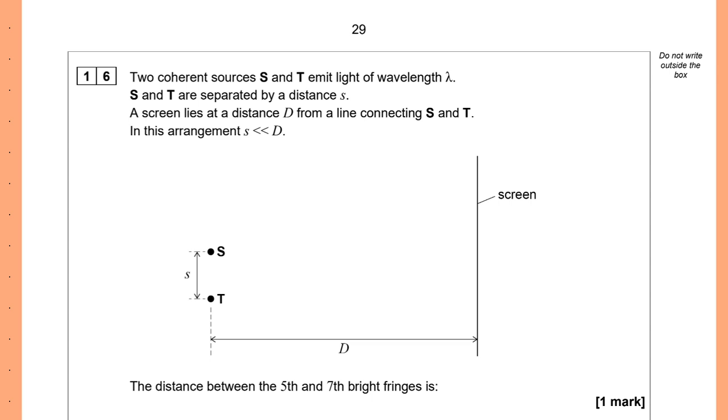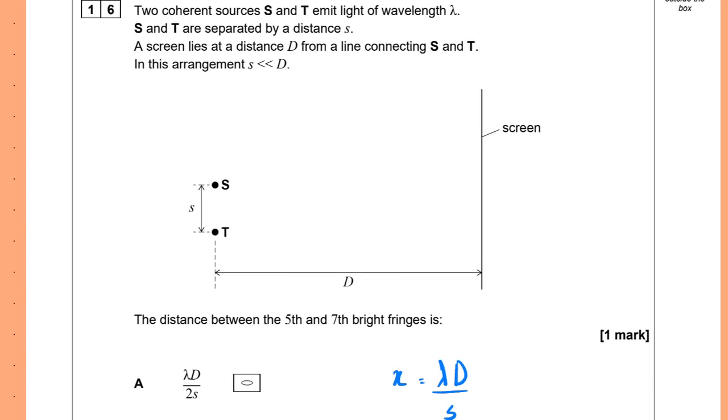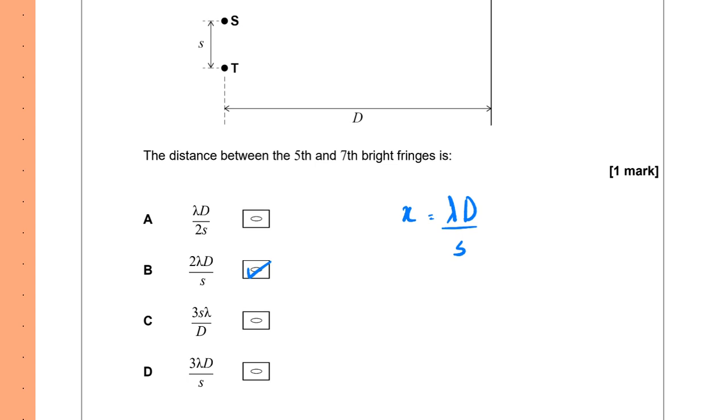So I know that x equals lambda D over S. 5th and 7th means it would be twice of this distance, right? Because this is the distance between any two consecutive bright fringes or consecutive dark fringes. So it would be double of that. That's option B.